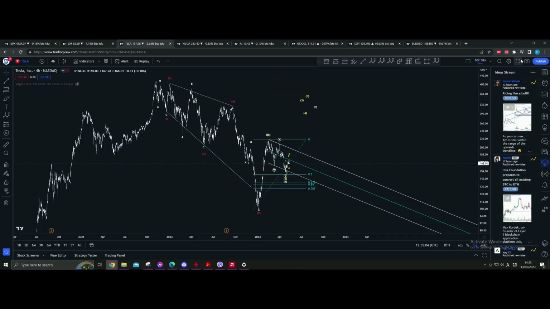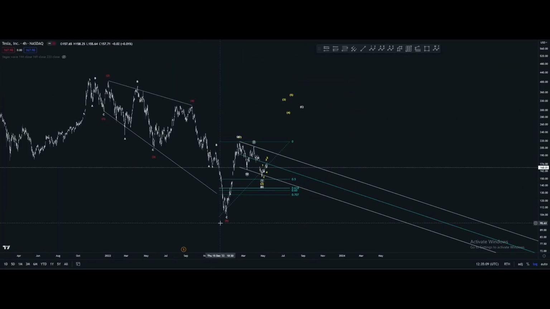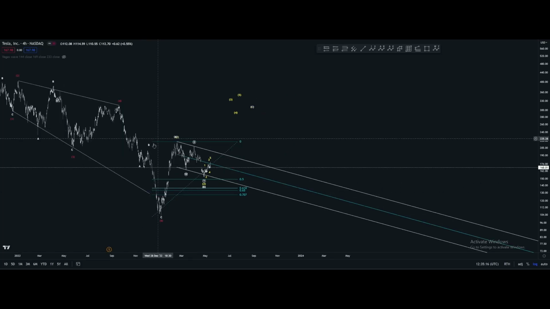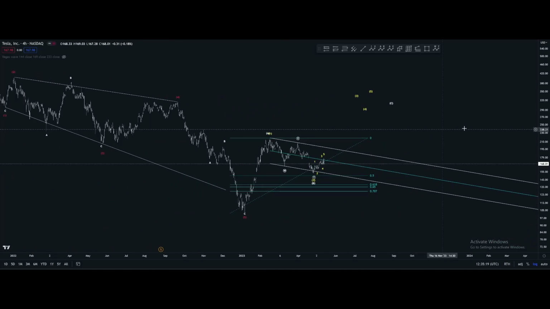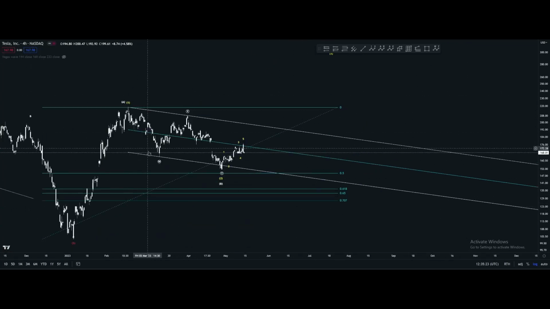Next thing will be Tesla. From the top, I found a leading diagonal, so again, an overlapping thing. That means it can be done, it doesn't have to be done. But for the moment, we had an impulse off the lows, and either a WXY or an ABC, so this thing doesn't have to end there.